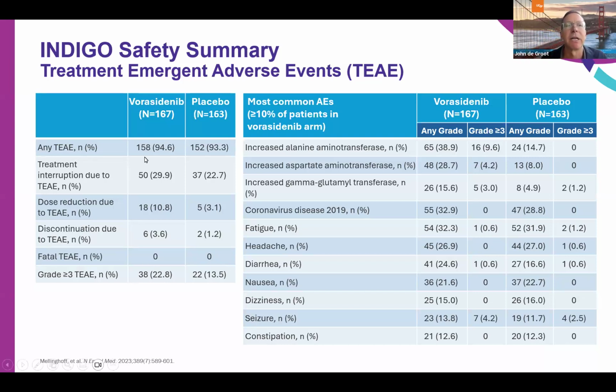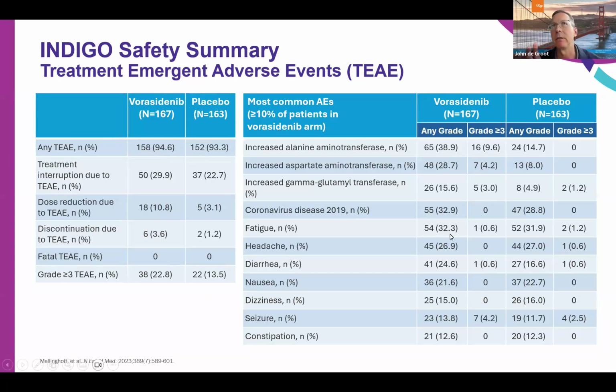And so a couple of key points is there was a little bit more treatment interruption due to side effects in the Vorasidenib group compared to placebo. Some of the patients, around 10% of patients, needed to have their dose reduced because of some side effects, which was also more common in the Vorasidenib group than in the placebo group, but also very low rates of discontinuation, much less than 5%. But what were those side effects, and how impactful was that to patients' quality of life?